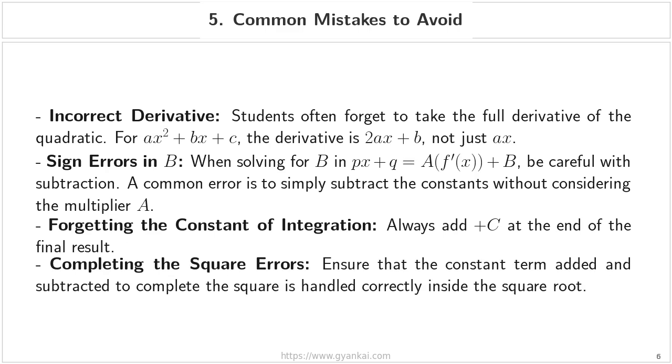Finally, let's discuss completing the square errors. As you saw in the worked example, we often need to complete the square to solve the second integral, the one involving just 1 over the square root of the quadratic. When completing the square, it's easy to make mistakes with the constant term you add and subtract. Make sure you're applying the completing the square process correctly and that you're handling that constant term accurately inside the square root. So, keep these 4 points in mind as you practice. Avoiding these common errors will significantly improve your success rate with these integrals.